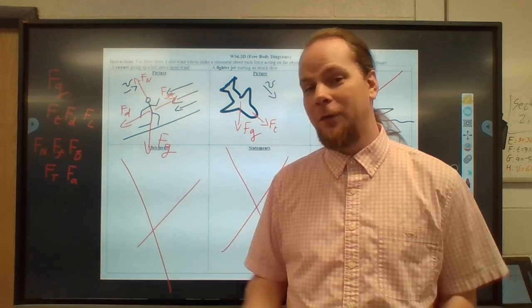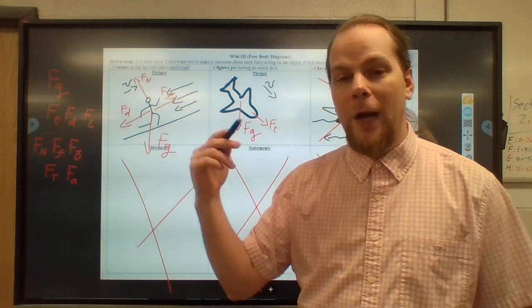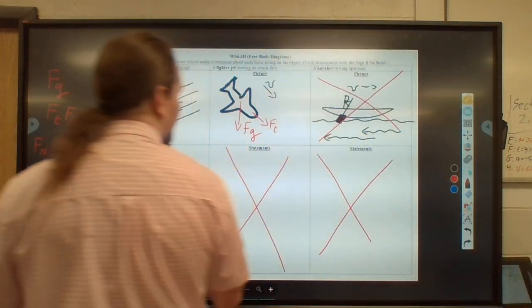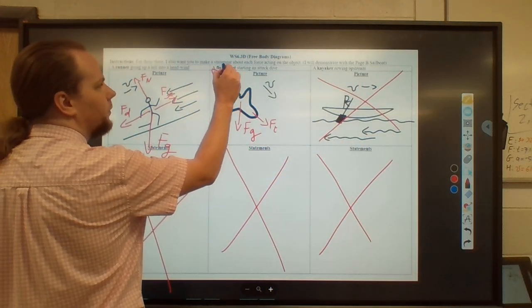This is a plane, so yes, it's going to have both drag and lift. The drag is going to be opposing its motion because it's friction. It's basically just air friction, so we'll have drag going backwards.